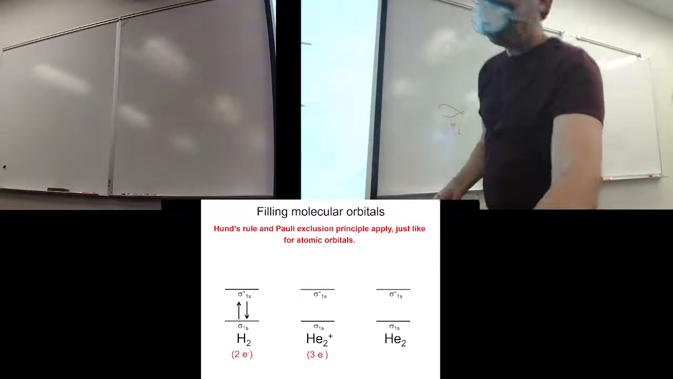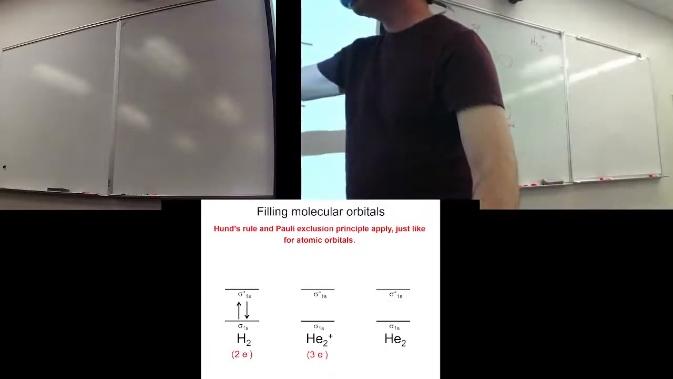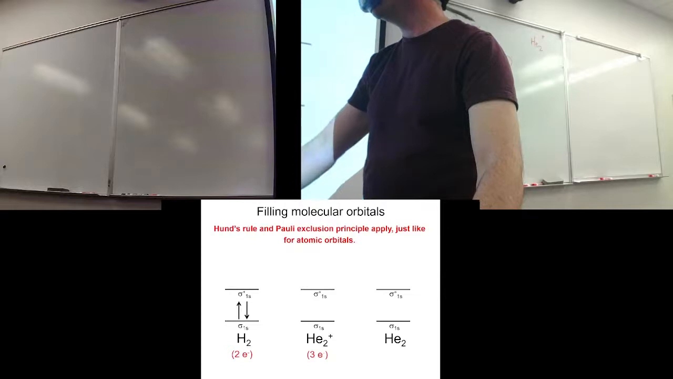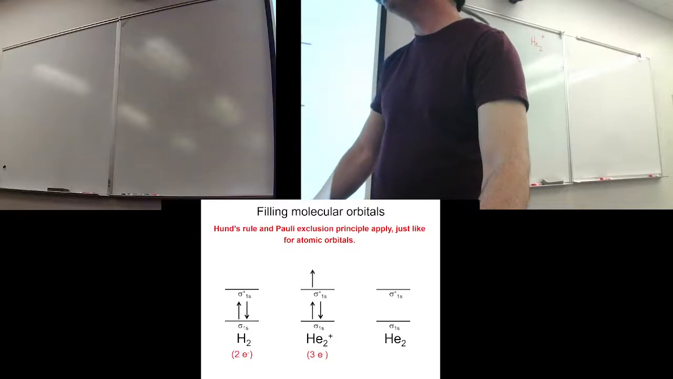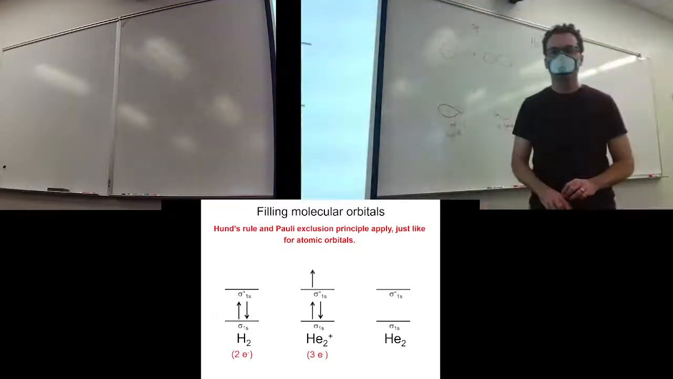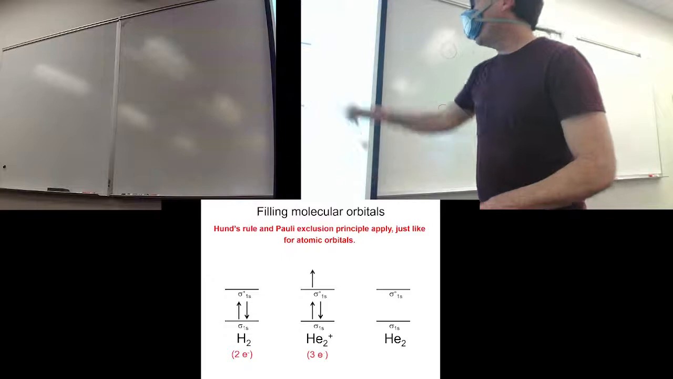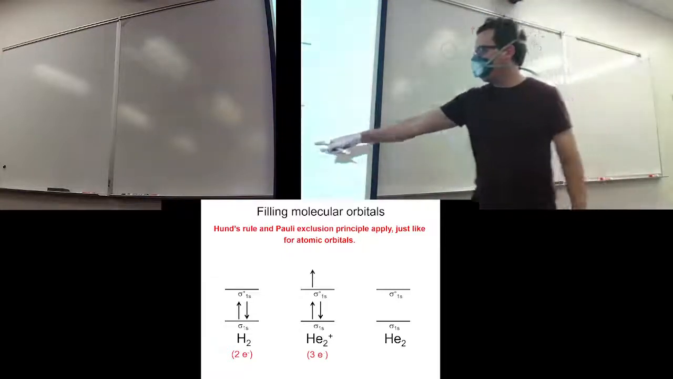So when I fill my molecular orbitals with these electrons, I'm going to start from the bottom, just like normal. I put the electrons in the lowest orbital possible first. 1, 2, and then the third one will have to go into the anti-bonding orbital.